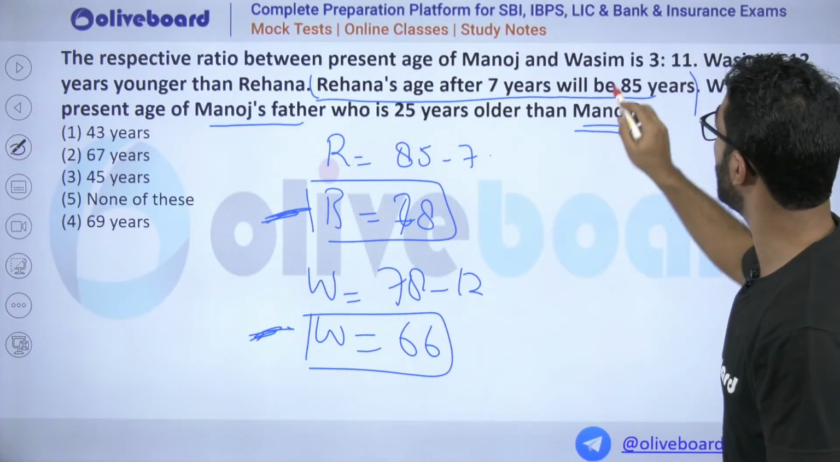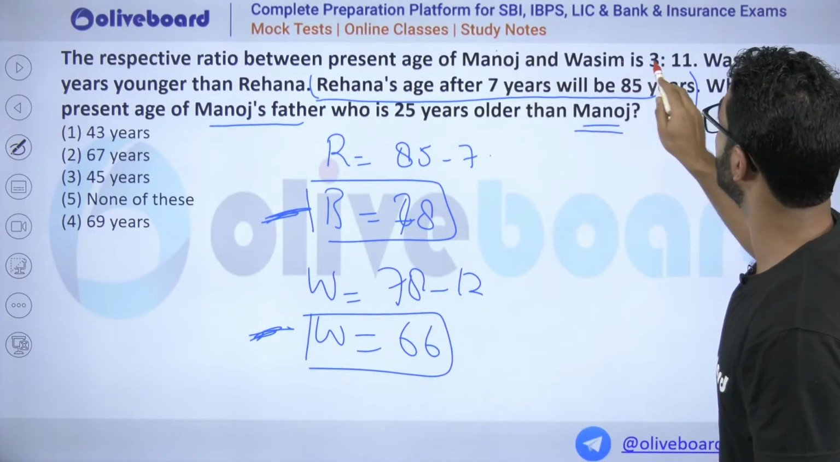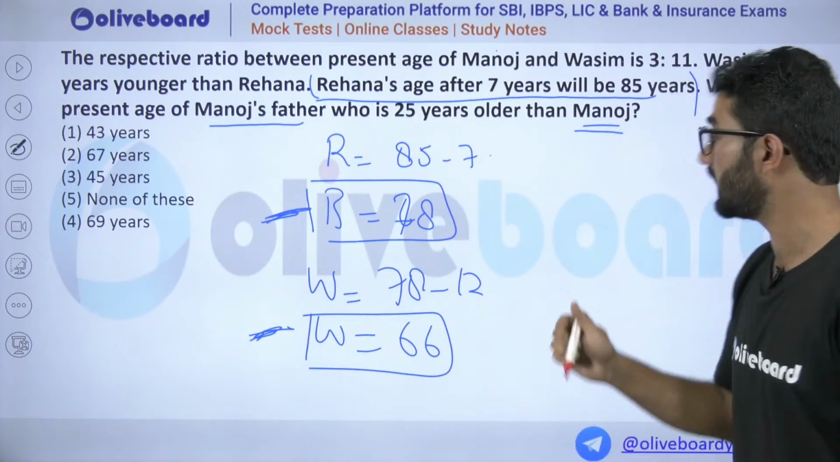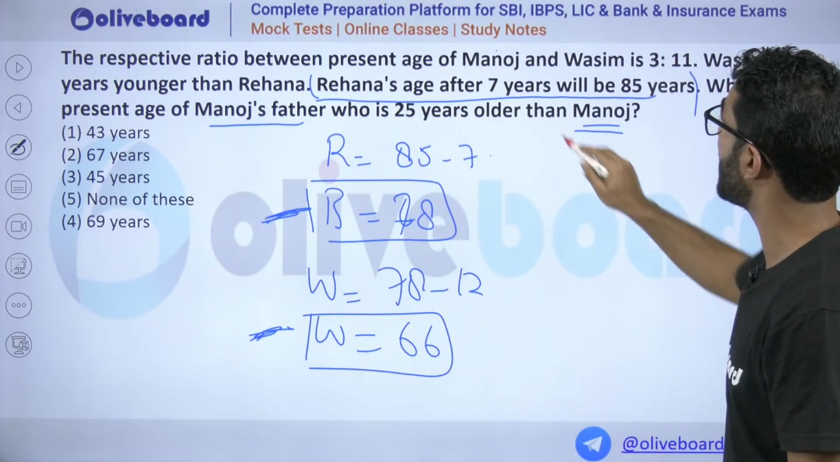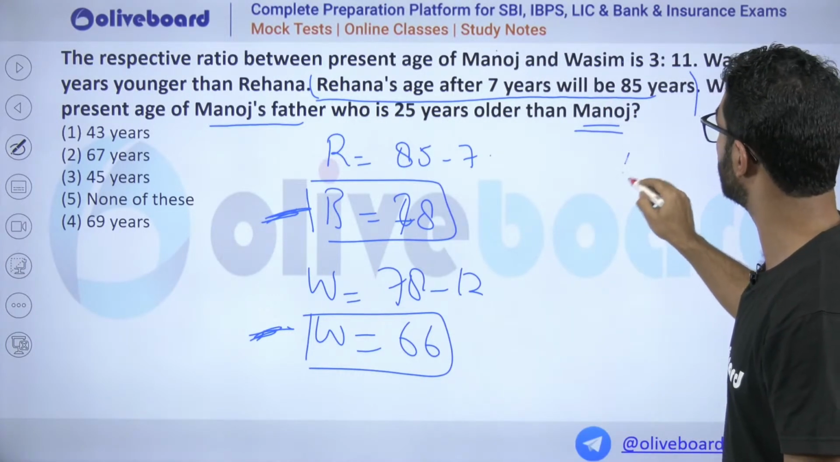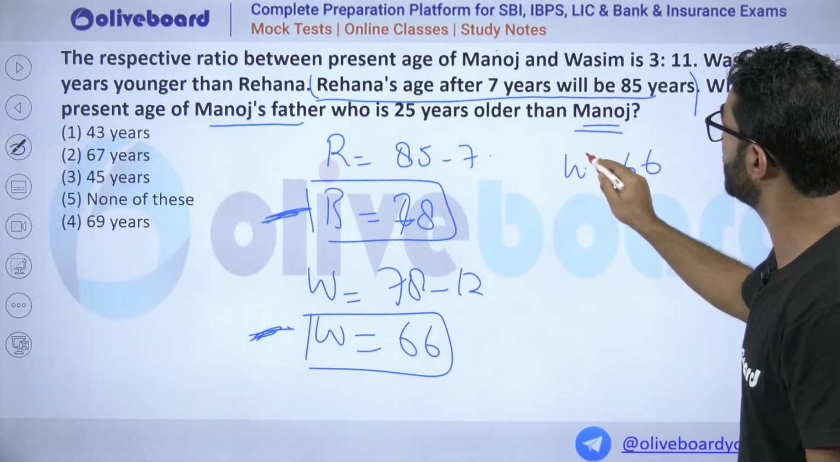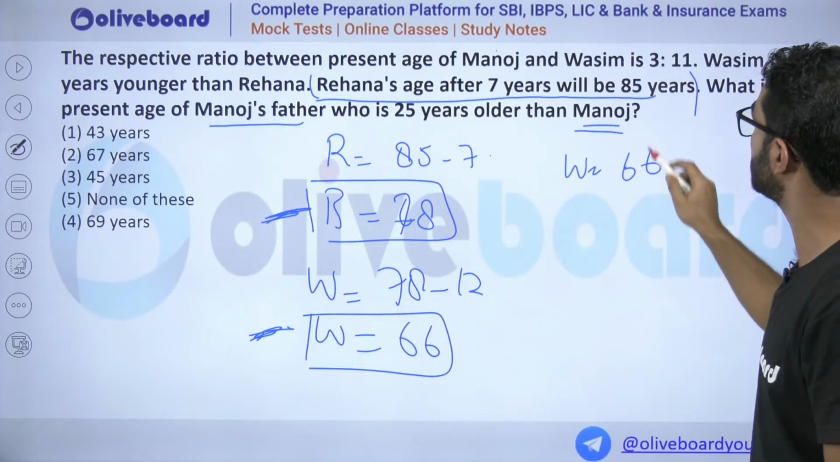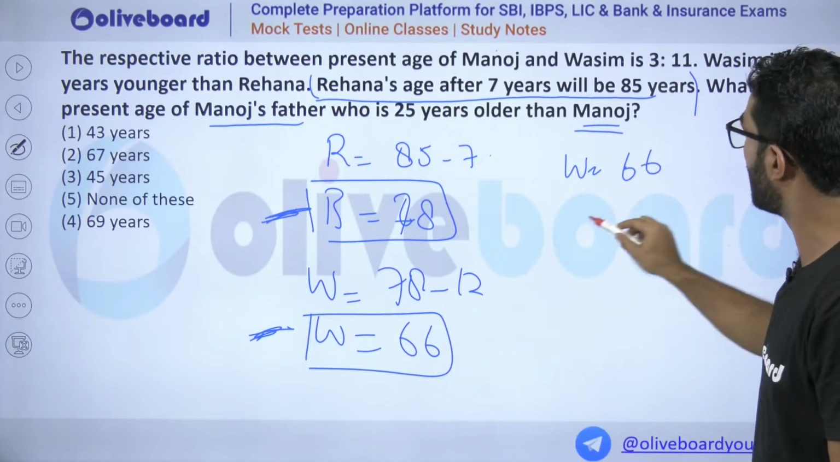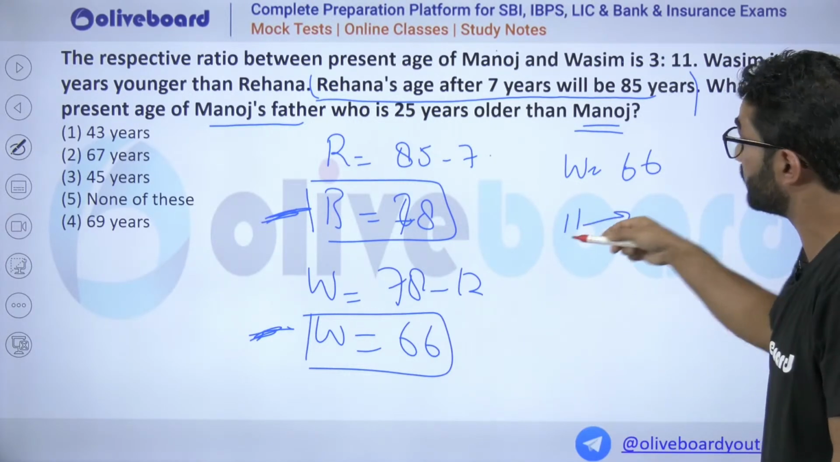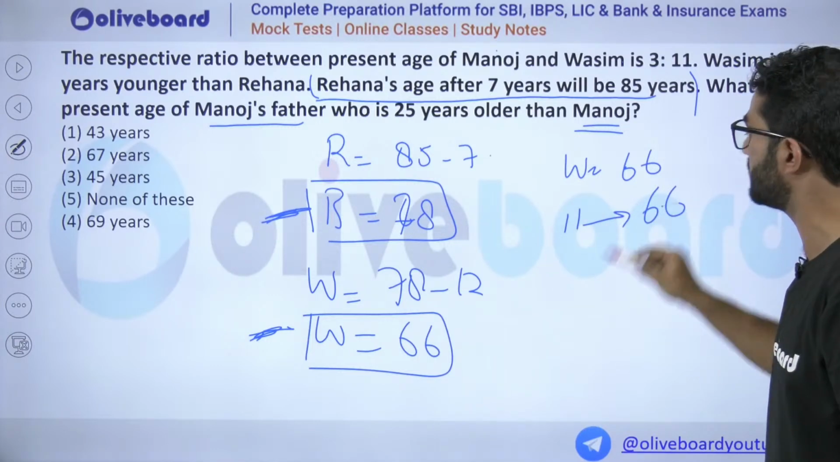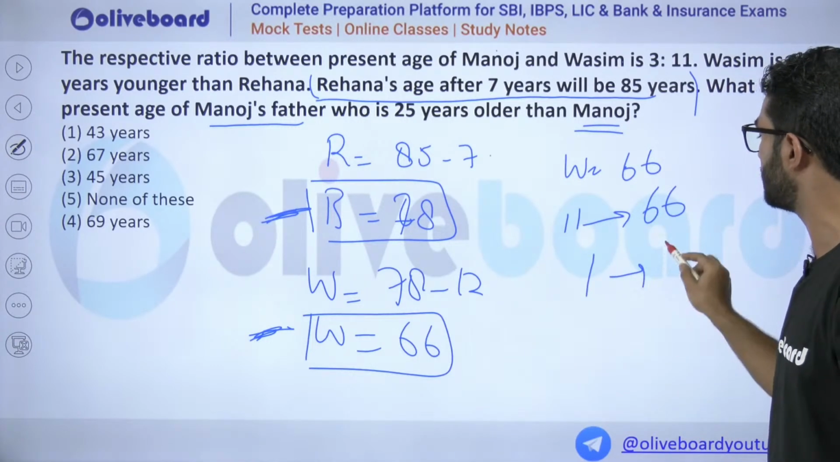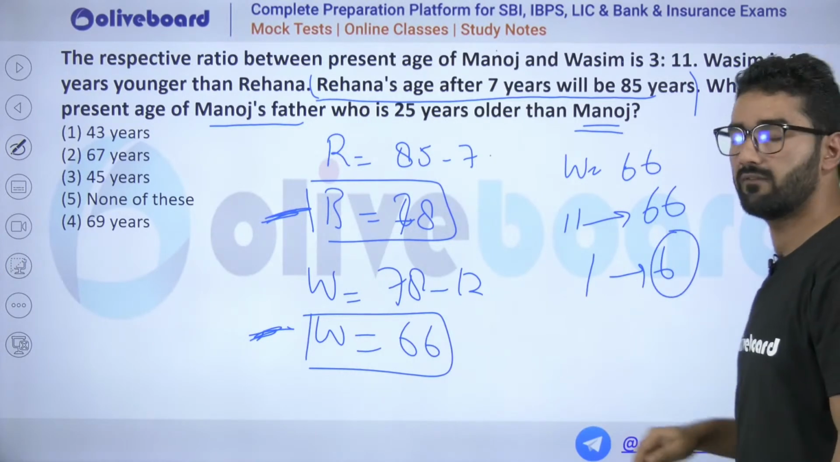It is given that Manoj and Wasim are in the ratio of 3:11. I calculated the age of Wasim, which is 66. But it is given as a ratio of 11. That means if I assume that 11 units is 66, can I assume one ratio is nothing but 6? If I divide this way, we get 6.